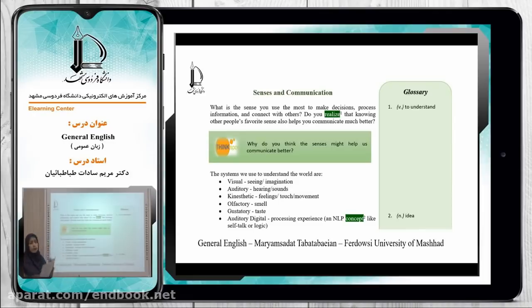It says auditory digital is an NLP concept. What does it mean? NLP concept? It means it's a word that is used by people who are very good at NLP, by NLP experts. And we only use it when we are talking about NLP and different things related to it. And it says it is like self-talk or logic. These are features of auditory digitals, remember?